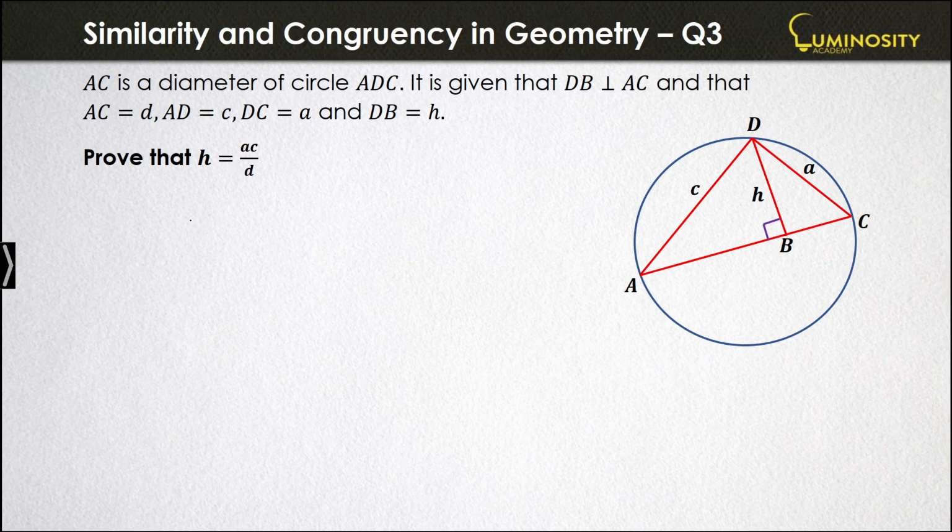AC. We're also given that the length AC, so this total length here, is D units. AD is given as C units, which is over here. DC is given as A units, and DB is given as H units. Okay, so the first thing they've asked us to prove is that H is equal to AC over D.